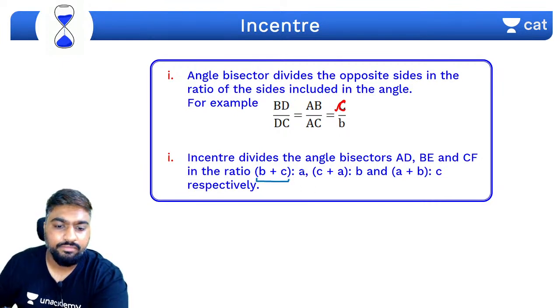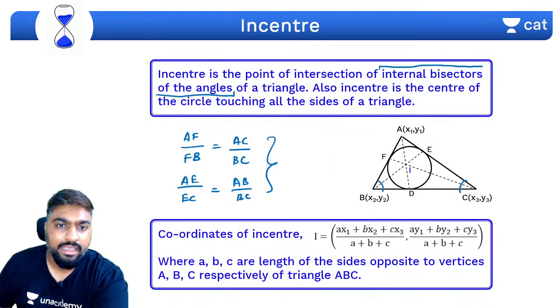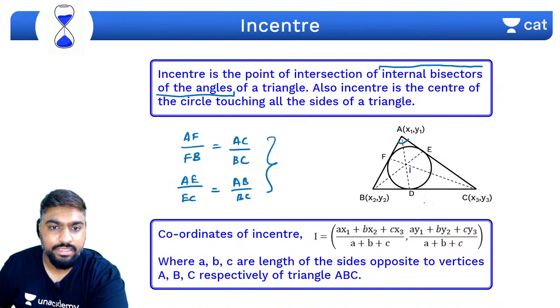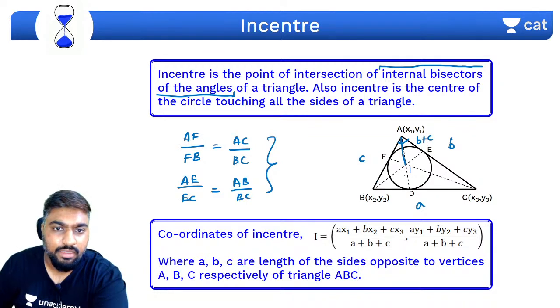So AD is what? The bisector of this angle. This side is A, this side is C, this side is B, correct? So this ratio, this part would be B plus C and this part would be A. Do you understand? Closer to the vertex will be the sum of the opposite sides.